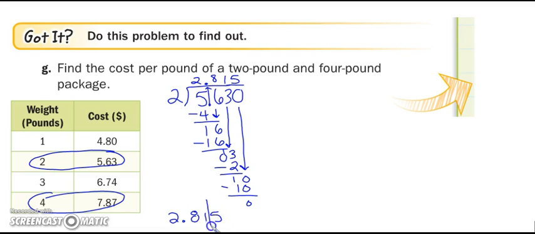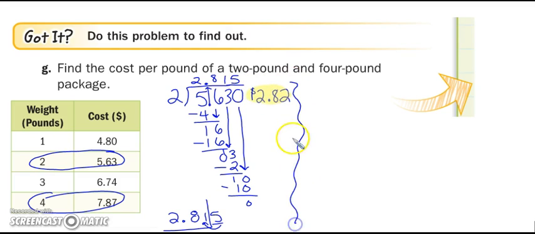So my answer is 2.815. Again, we're talking about money, so we have to cut it off, and I look to the neighbor. Does the 5 round the 1 up or keep it the same? It actually rounds it up, so now it's going to be 2.82 per pound. So that's my answer for the 2-pound.